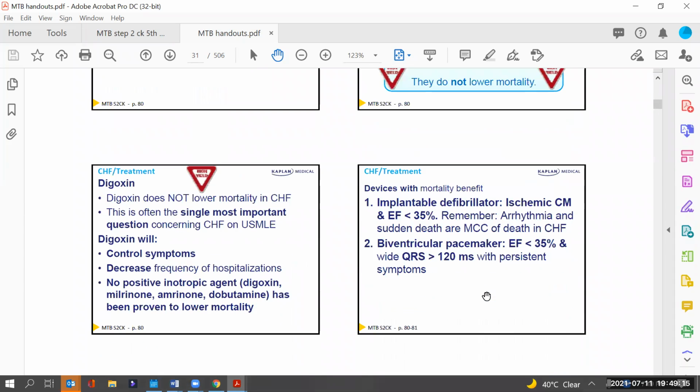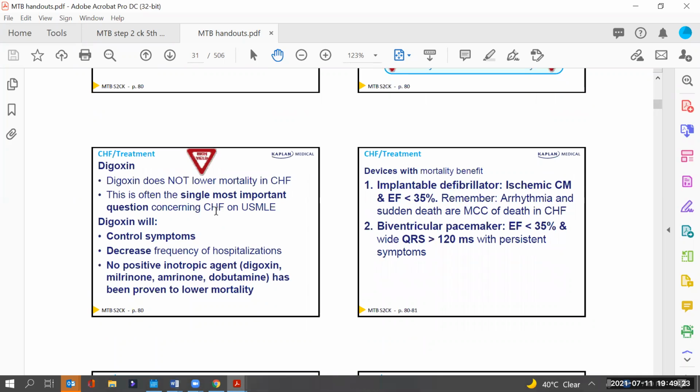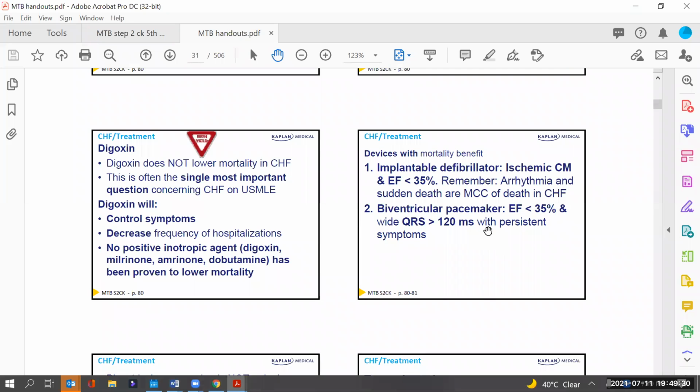Then we have digoxin. Digoxin does not lower mortality. We give digoxin when we want to control symptoms and decrease the frequency of hospitalization. For the stabilization of a patient, you can give it, because it's an inotropic agent. And these are the devices with mortality benefit.